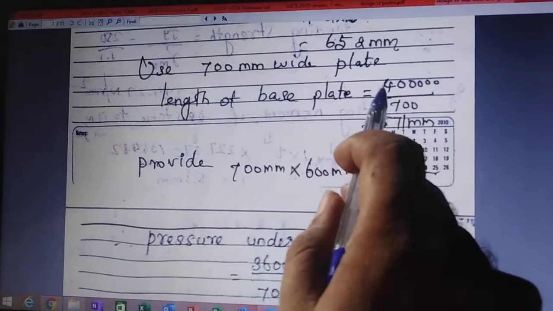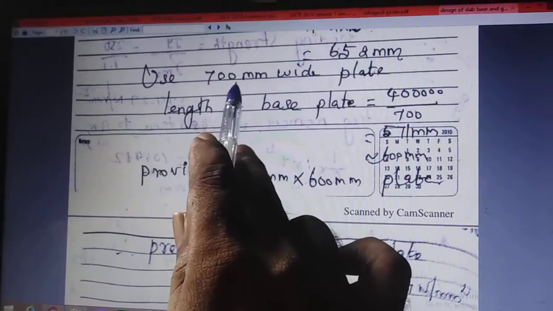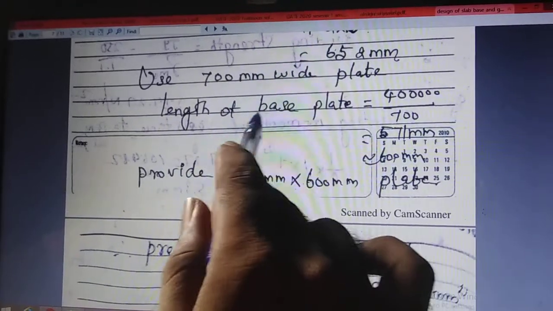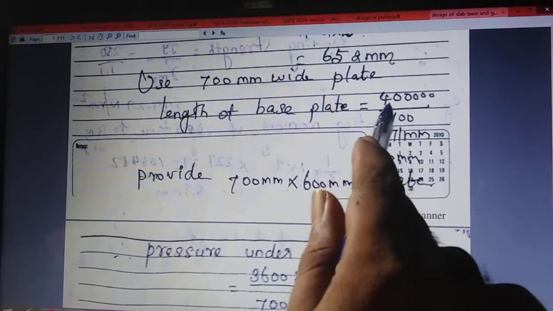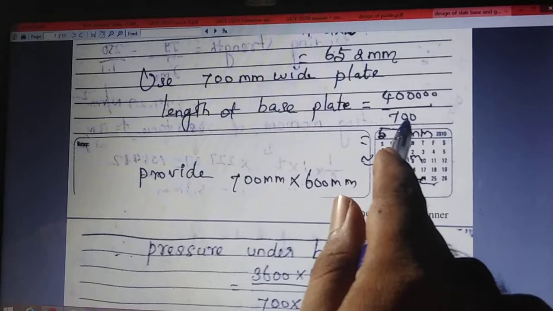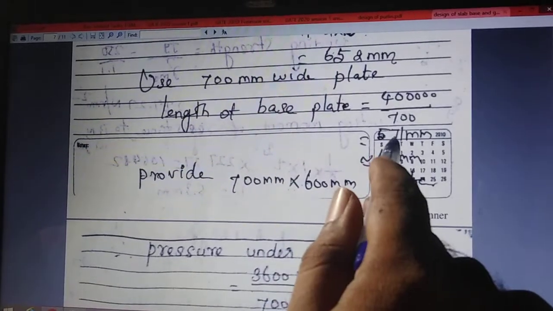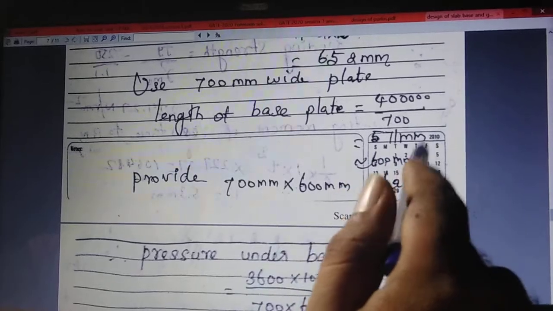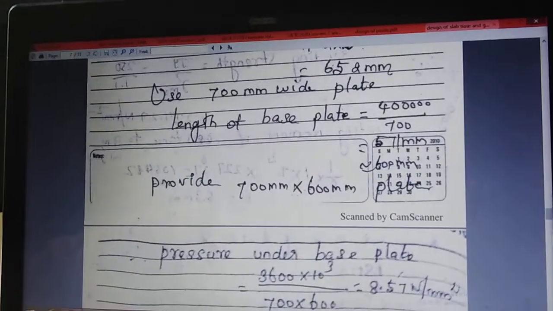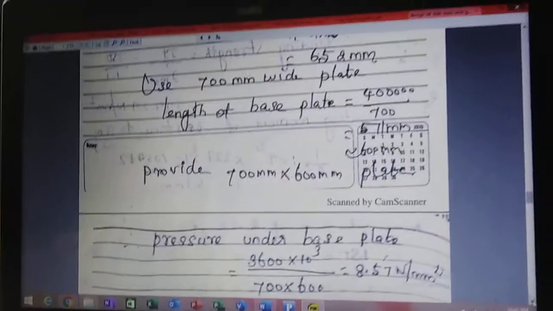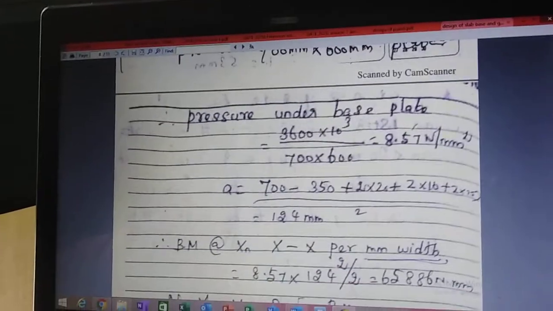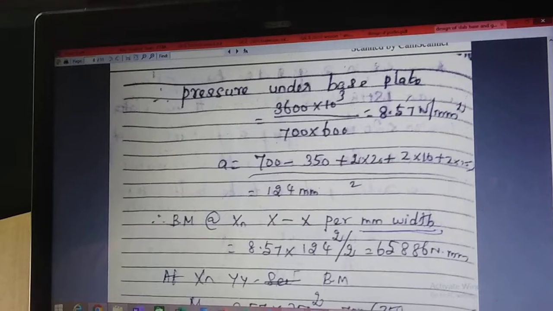Length of base plate: we fixed the width as 700 mm, so the corresponding length, area by width, gives 571 mm. We approximately adopted 600 mm. So the provided size of base plate is 700 mm into 600 mm. Corresponding pressure is 8.57 Newton per mm square.